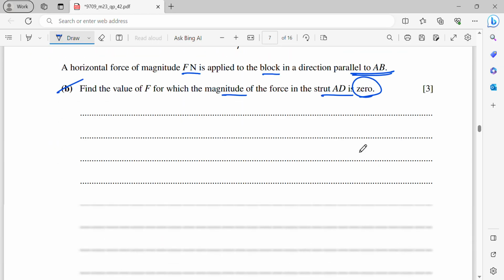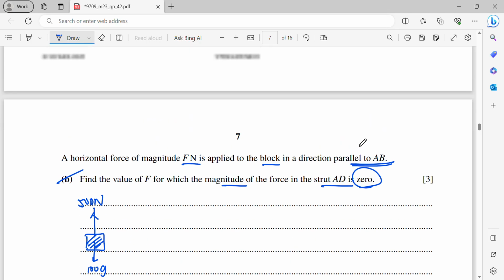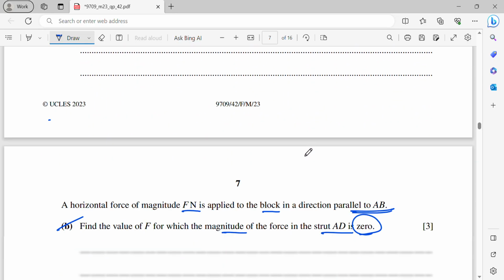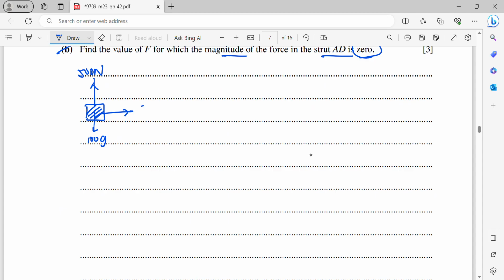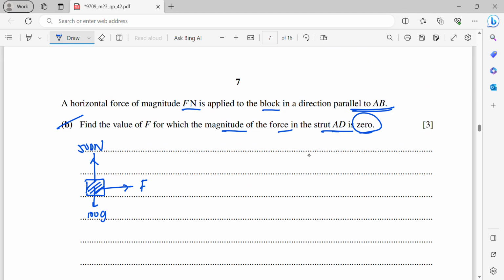For this case, I will draw the diagram. Just concentrate on the mass. Here is 100 gram, 100 G. Then this is the 500 Newton, which is here. Instead of this F, I will just draw it over here. So now my F is towards the right hand side. It's mentioned that the force in the strut AD is 0, which means I will not draw the TA. So I will draw TB. This is my TB. And don't forget, here is 45 degrees.